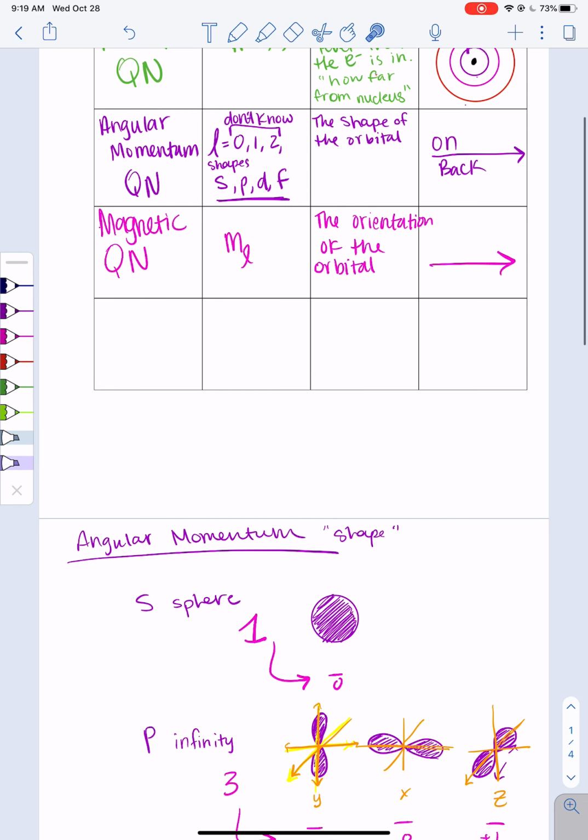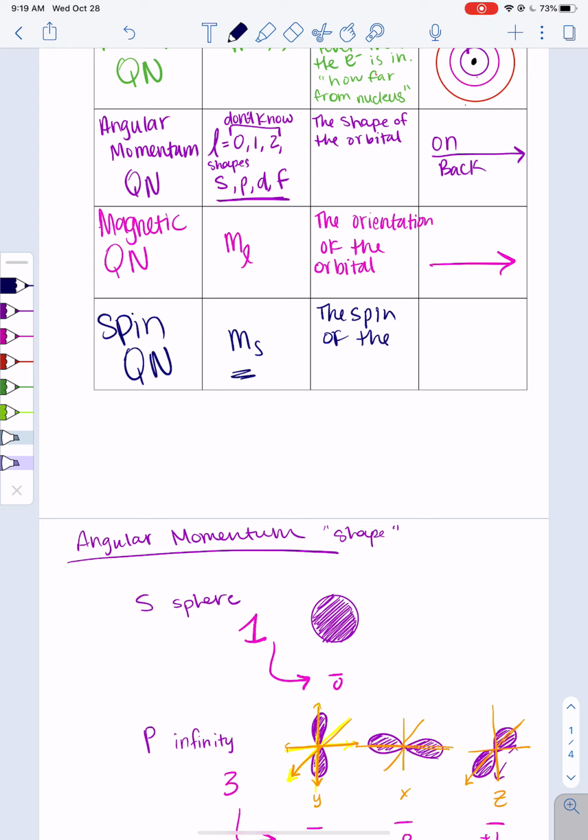Okay? So the last one, and probably the easiest one, is the spin quantum number. So this one is kind of its own thing, but it's still M, and then it has sub S. I don't really know why the M part is there. But this is how you're representing the spin quantum number. So this one, it's very simple. It just tells you the spin of the electron.